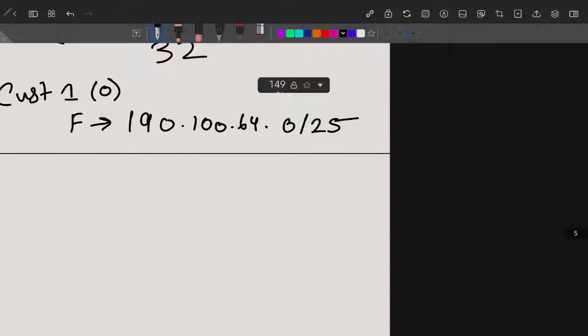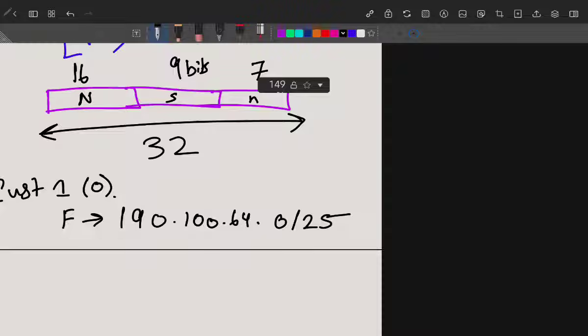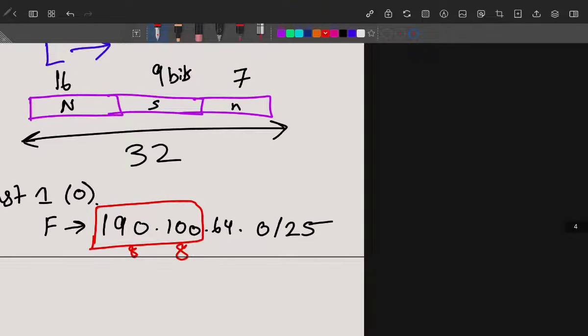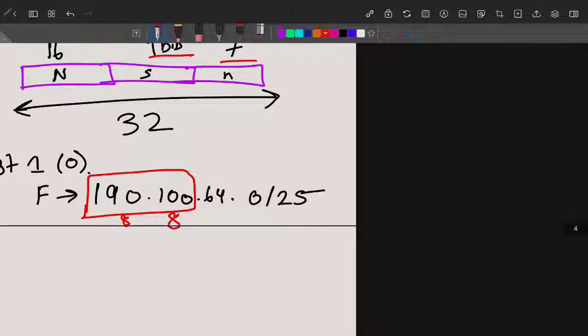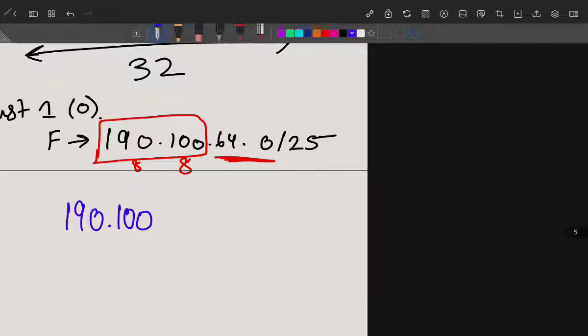We know that the first 16 bits are reserved for the network. This is 8 bits, this is 8 bits. And we need 9 bits for the subnet identifier and 7 for the host. So what we need to do is convert this to binary. 190.100, convert 64 to binary.